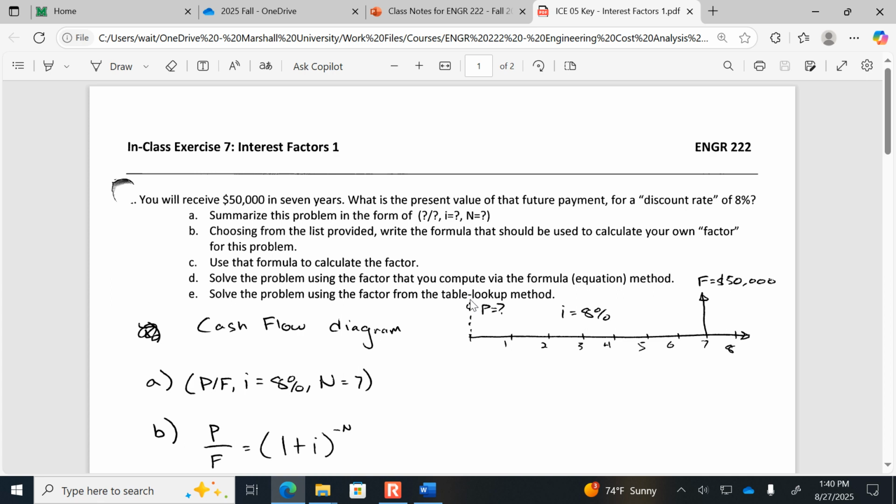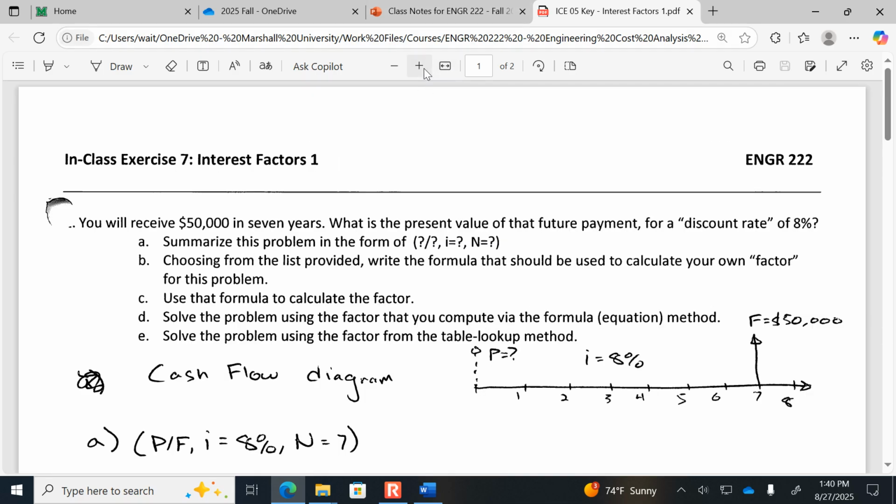Okay, part A, summarize the problem in the form of what goes in those parentheses. So this is find P given F. And by the way, being able to use this notation is really important, because the problems get way more complicated than this. In a couple of days, we're going to be doing some really complicated multiple step problems, and if you can't speak the language, then none of this future stuff is going to make sense. So you have to take the time to get familiar and comfortable with what's going on inside the parentheses. So find P given F for an interest rate of 8% and an N value of 7.